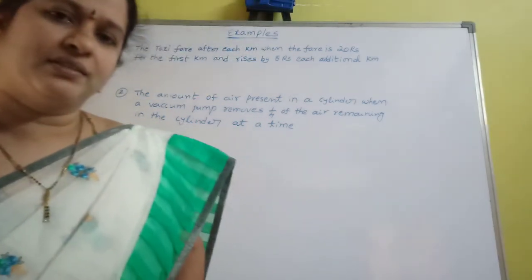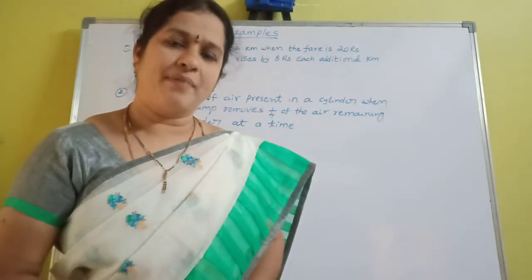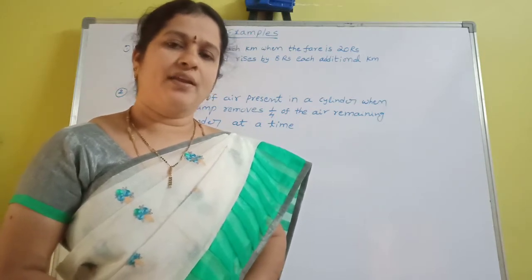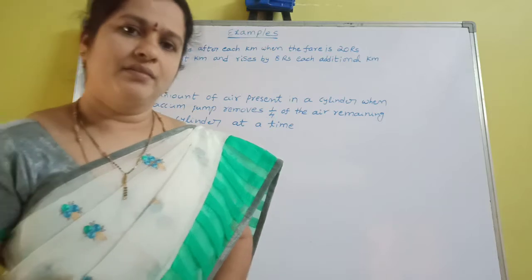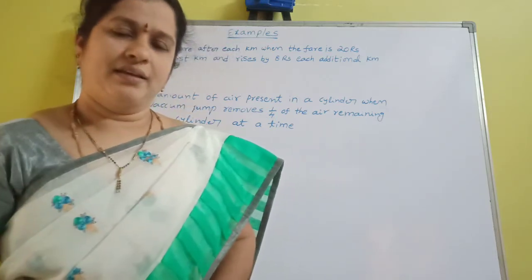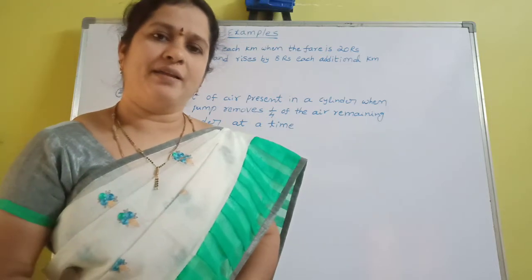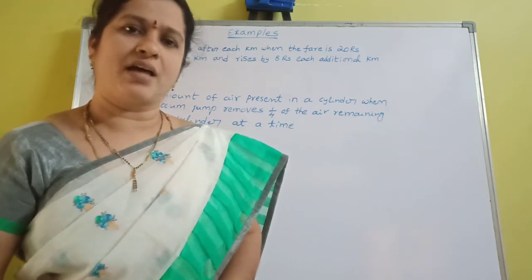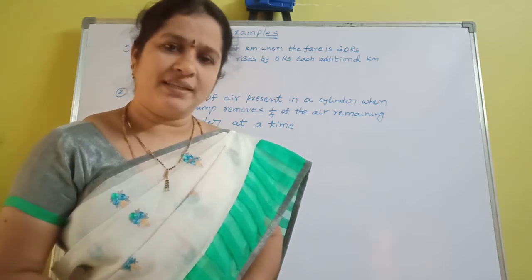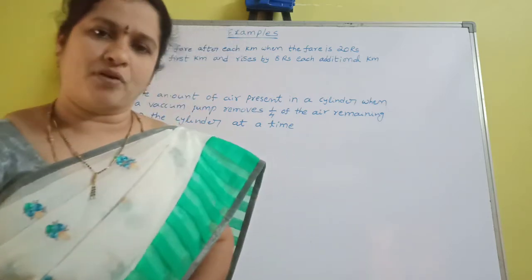Good morning students. Today we will discuss some examples of an arithmetic progression. First we revise the previous topic. So what is an arithmetic progression? In a series, each term is obtained by adding a fixed number to the preceding term, except the first term. That is called an arithmetic progression.